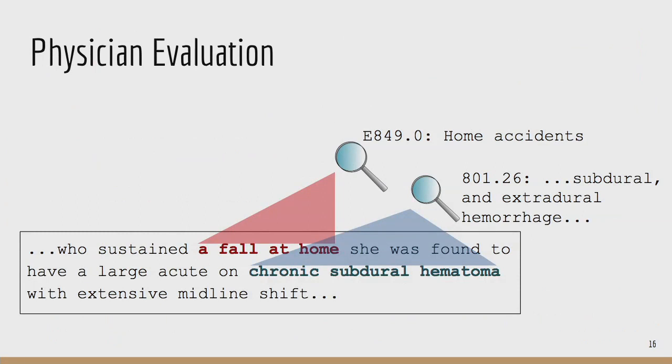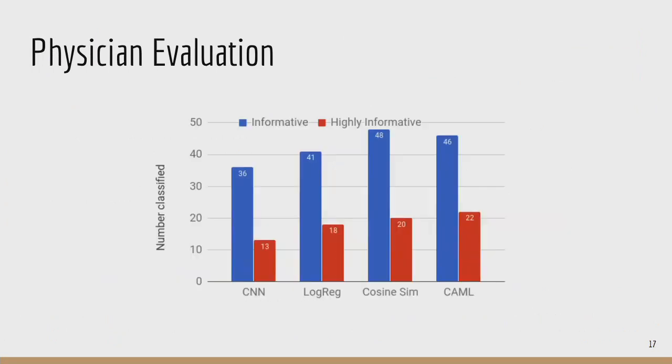But we also wanted to externally validate our model with physician evaluation. And so we figured that we could extract the top case snippets based on our per-label attention mechanisms and present those to a physician for evaluation of their credibility of what the model was learning. And what we found is that our model, CAML on the far right, produced more highly informative and comparatively many informative snippets of text for different labels as judged by a physician, closely rivaled by a cosine similarity baseline, but significantly better than other neural classification models.